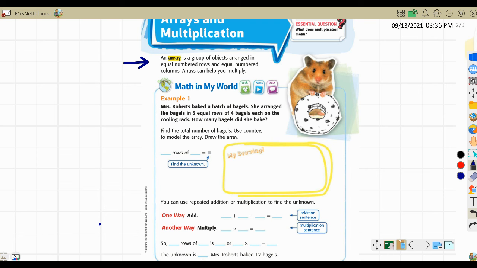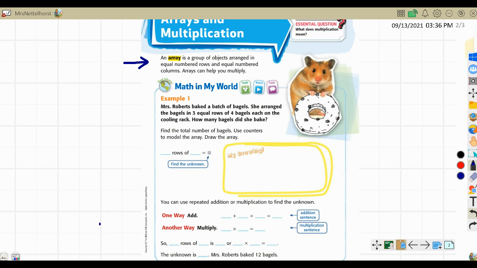She arranged the bagels in some equal rows of some bagels each on the cooling rack. So now in your imagination, put in a cooling rack and put some bagels on there, put them in equal rows. Make sure that you have some rows and that each row has the same number of bagels in it.